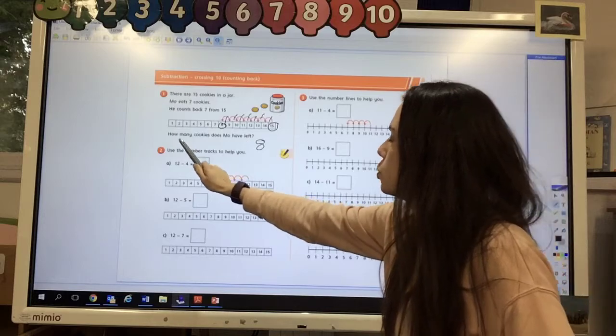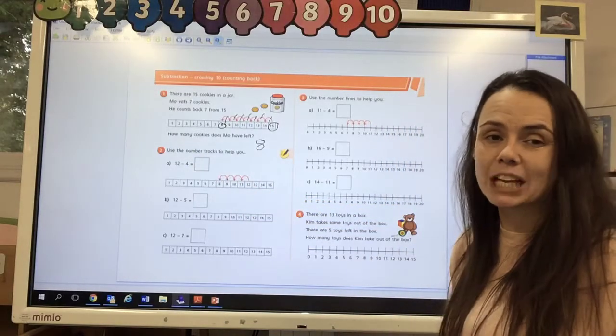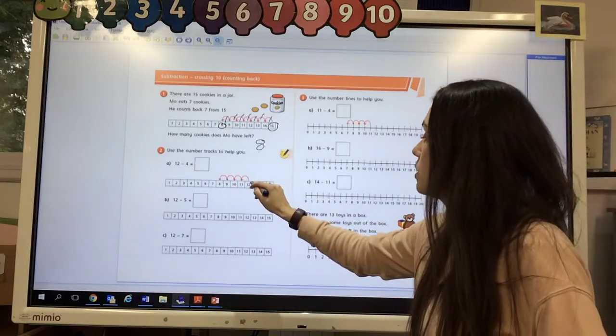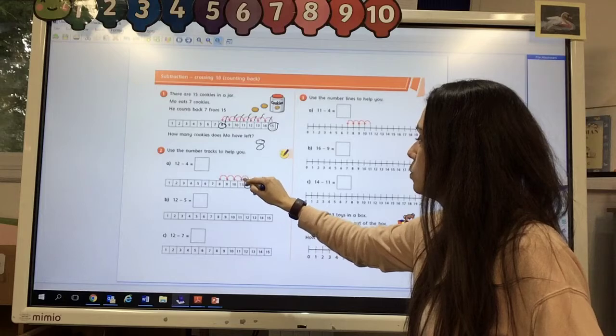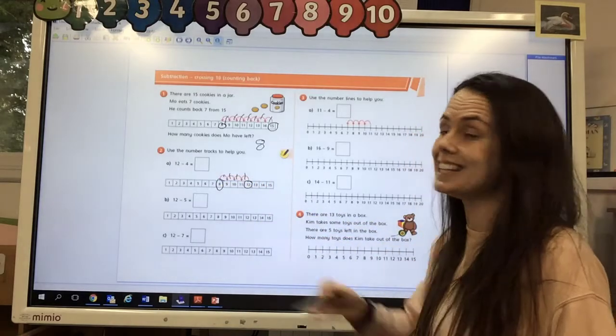Right, use the number track to help you here. So 12 take away 4. All we've got to do is answer 12 take away 4. And we're lucky with this question. They've already done the jumps for us. So they found 12 and they've counted back 4. 1, 2, 3, 4. And what number have we landed on? 8.